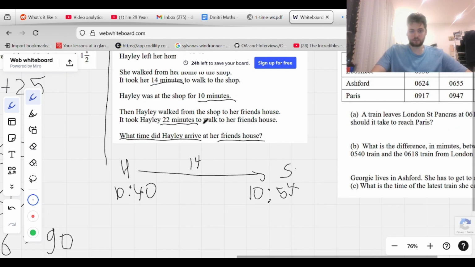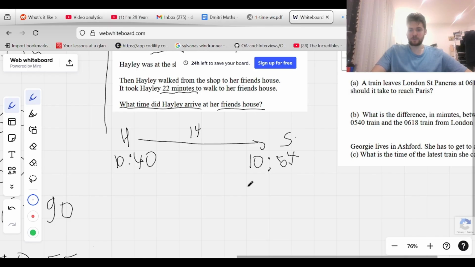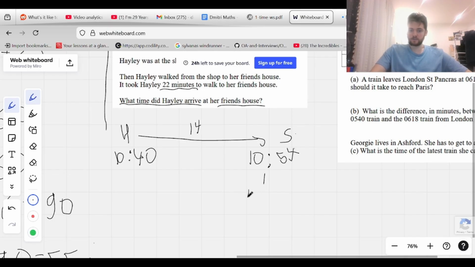Now, she goes from the shop, and she waits there for 10 minutes. So is the answer 10:64? Is that when she leaves? No, because there's only 60 minutes in an hour. So everything else that isn't in the hour goes to the next hour.